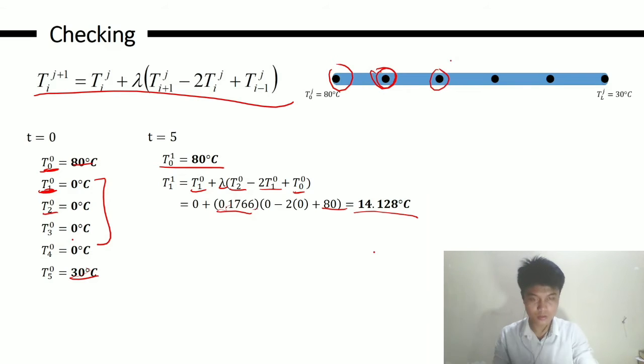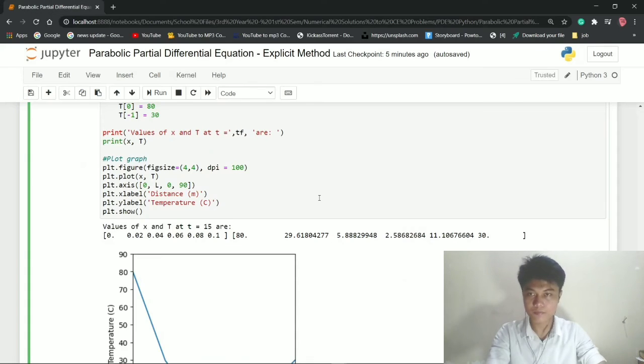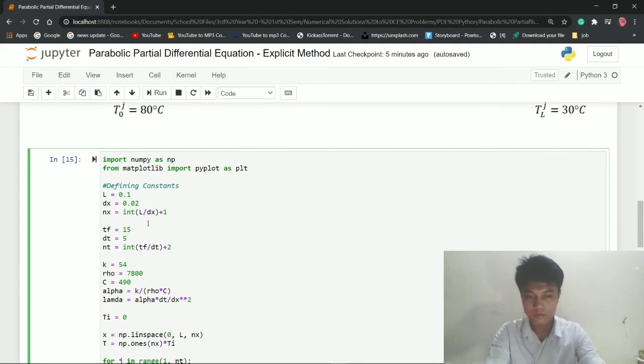So, for the next node naman, for the rest of the nodes, hindi natin pahabain ito. Papakita ko na lang sa inyo kung paano na-solve yung mga yan. So, the next node is 0 degrees Celsius, the next is 0 degrees Celsius, the next is 5.298 degrees Celsius, at time is equals to 5. Now, check natin kung tama nga yung na-solve natin. So, tama nga ba na 80, 14, 0, 0, 5? Yan natin. So, that is at time 5.